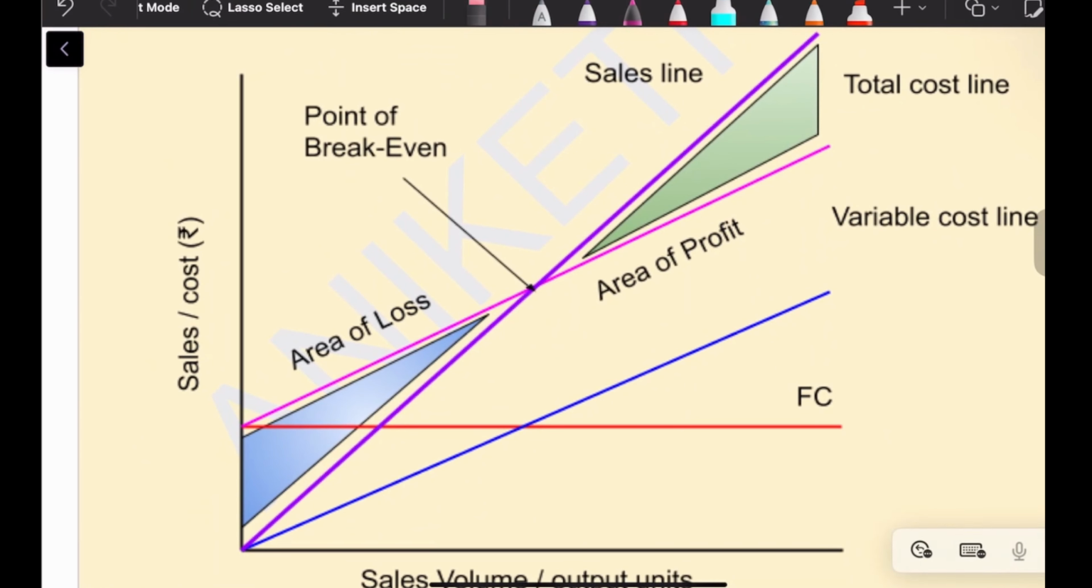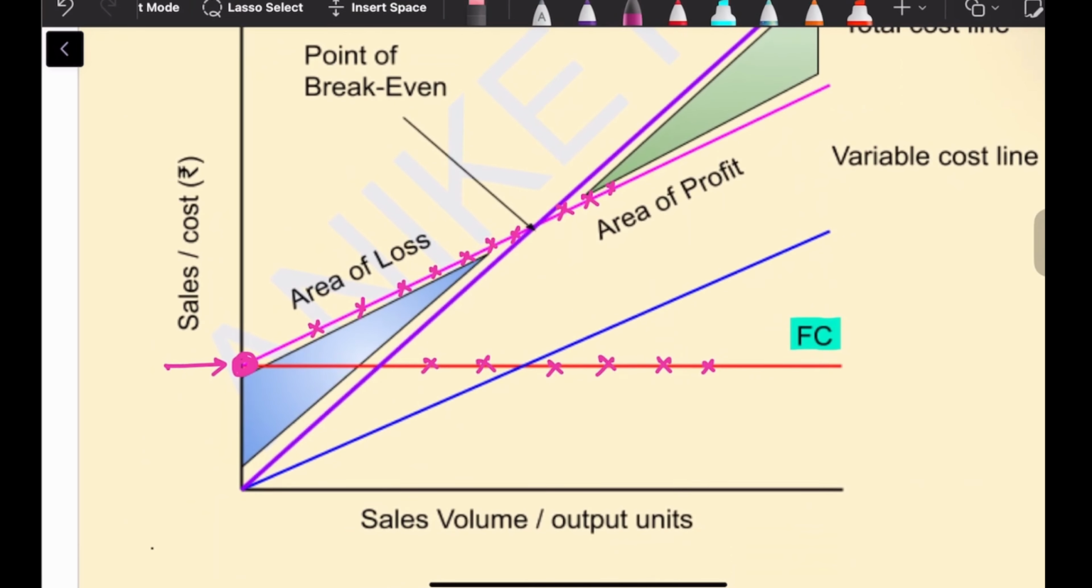So this is your fixed cost line. That means even if my production is 0, which is this point, I have some cost. That is my fixed cost. When my production is increasing, my fixed cost remains unchanged. Hence, my total cost line will start from this point only. From this point, it will increase as I produce more and more. Why? I am adding variable cost at each point. So this is how my total cost line will look.